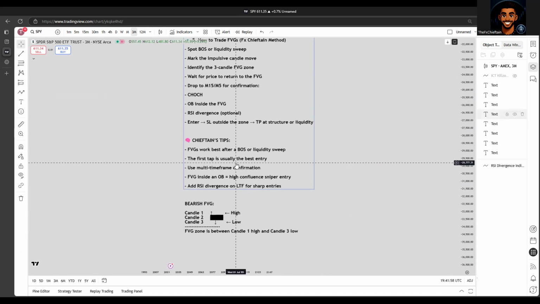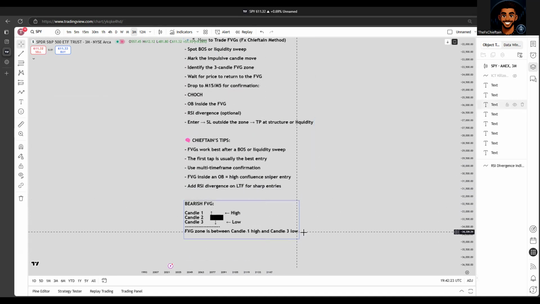Fair value works best after a break of structure or liquidity sweep. The first tap is usually the best entry. Use multiple time frame confirmation. That's like we talked about, the top-down analysis, multiple market dynamics. Then a fair value inside an OB, that's an order block, equals a high confluence sniper entry. That's like an A plus setup. Add RSI divergence on a lower time frame for sharp entries.